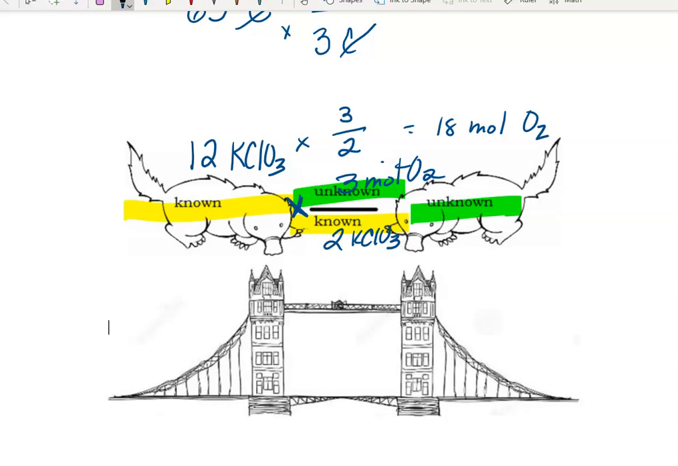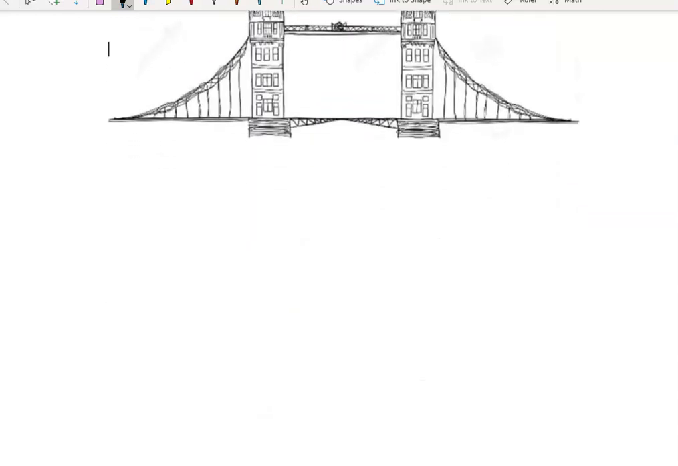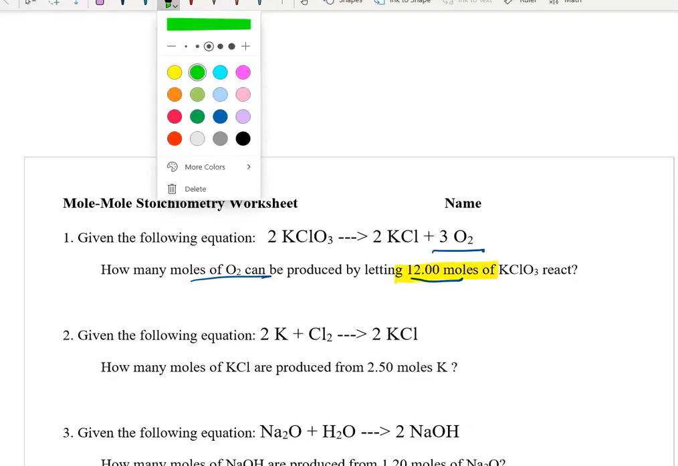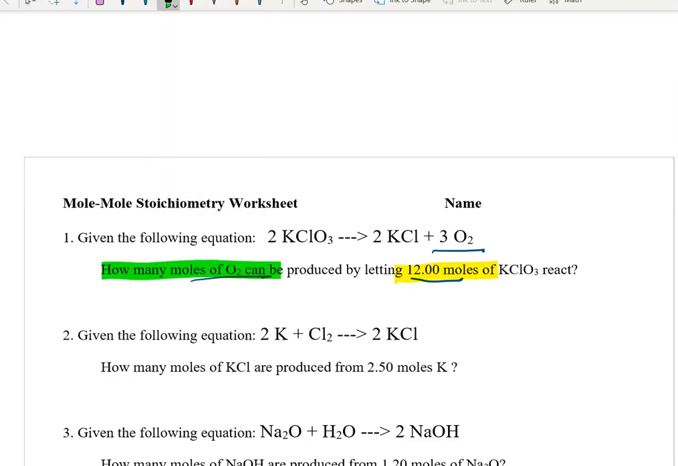Okay, so what I suggest is that you get out a highlighter and highlight the known information, and highlight the unknown in a different color. Here's the known, 12. My unknown is going to be in green. How many moles of oxygen? Now lay the problem out.